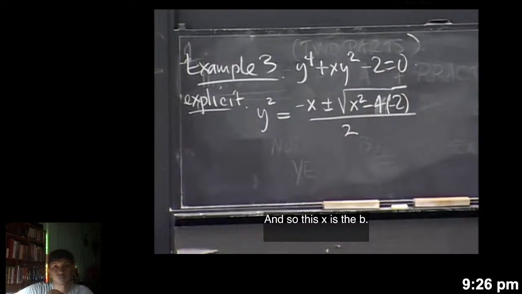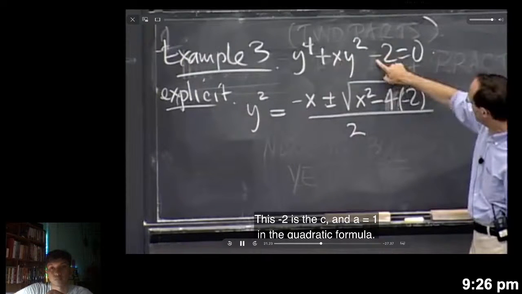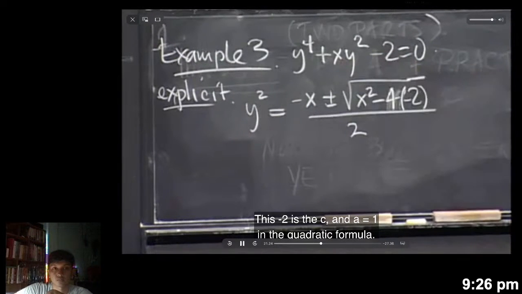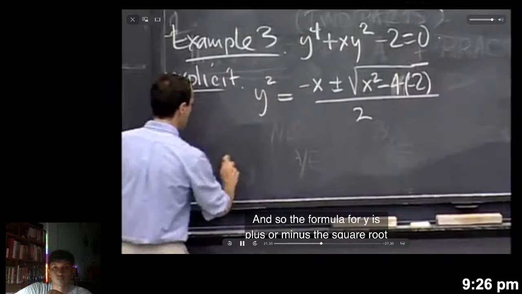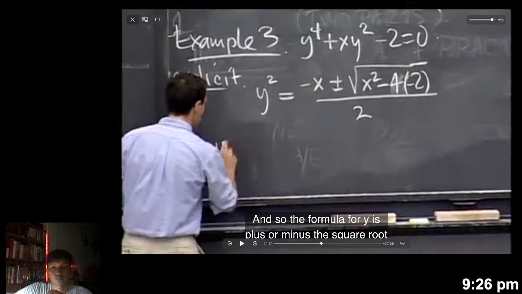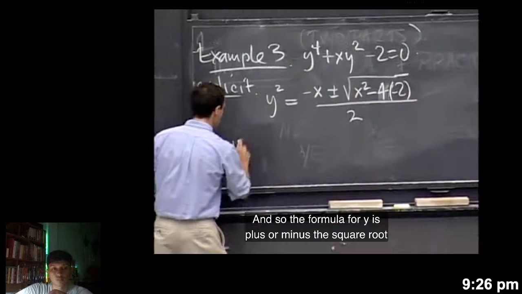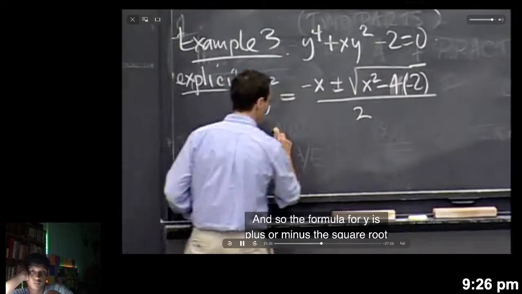Okay, so this x is the b, this minus 2 is the c, and a is equal to 1 in the quadratic formula. And so y is plus or minus the square root of minus x plus or minus the square root of x squared plus 8, divided by 2. All right?